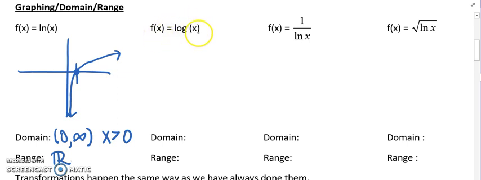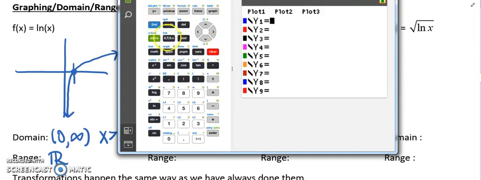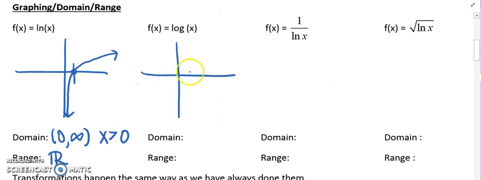Then we have logarithm of x. Now, natural log is just a fancy type of logarithm. It has a base of e, whereas a regular logarithm has a base of 10. So if we go into the calculator and type in log of x and graph it, this is what it looks like. It looks very similar, but it's a lot more smashed down here, aka compressed, and there is a point right here at 1, 0 still, and everything else is the same. This still goes down, there's an asymptote there, everything else is kind of the same, but it's definitely more compressed than the others. So it's going to look like this.